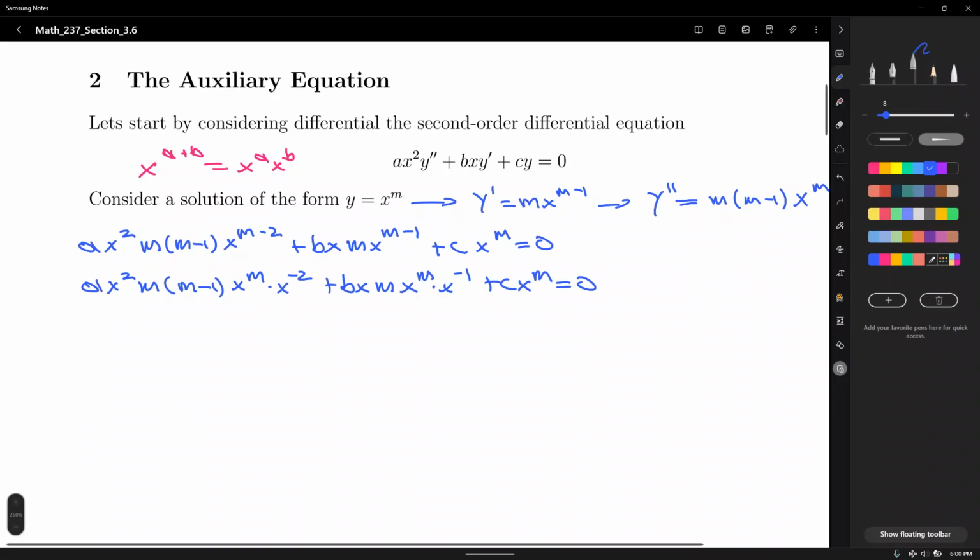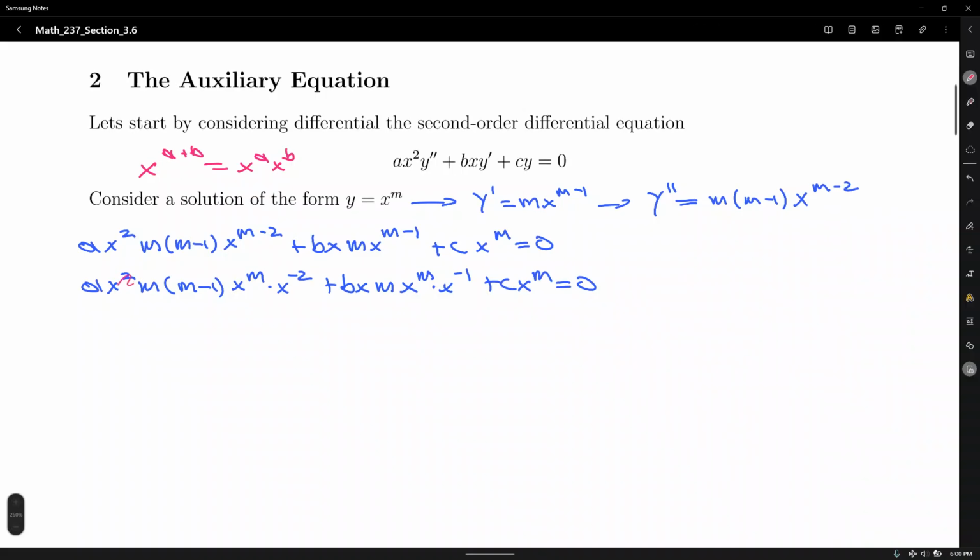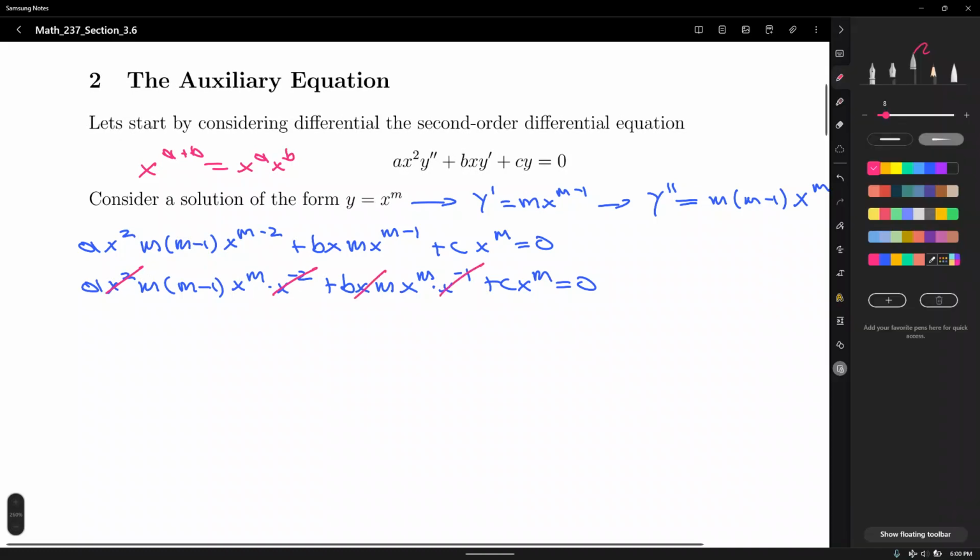So how is this helpful? Well, we can cancel out x squared with x to the negative 2 and x with x to the negative 1, which are inverse multipliers. That's going to leave us with a m times m minus 1 x to the m, plus b m times x to the m, plus c x to the m. Let that be equal to 0.